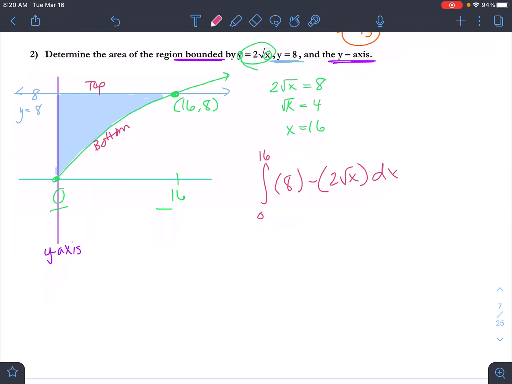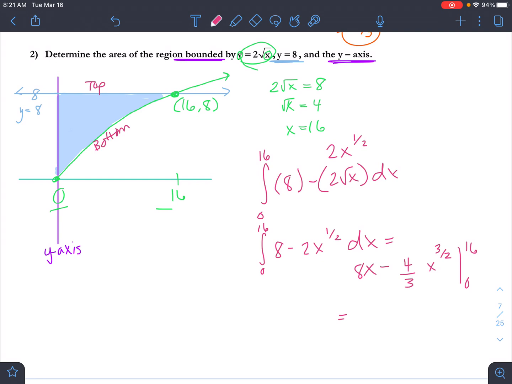Then we actually integrate. So this is 2x to the 1/2. If you want to rewrite that, 8 minus 2x to the 1/2 dx. And that would be equal to 8x minus, this would be 2/3 x to the, sorry, not 2/3. Well, yes, but 2/3 times 2x to the 3/2, right? Raise the power, divide by that new power, from 0 to 16. Okay, so I'm just going to erase this and make this 4/3 if that works for you.